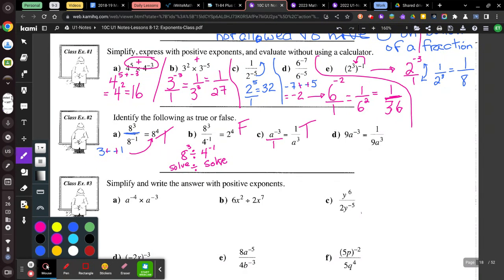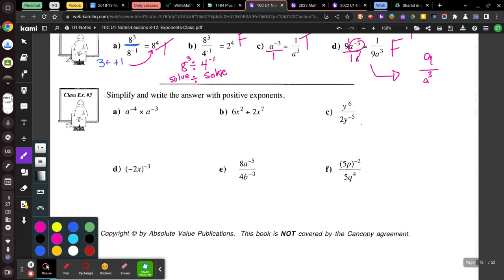The 9 has a positive 1 exponent on it. It's not going anywhere. It's staying upstairs. So if I put this over 1, which every number gets, only the A to the 3 is going to go to the bottom, not the 9. So this one is false. What it should look like is 9 over A3. That's what it should look like, because 9 has a hidden positive 1 on it. And positive exponents stay where they are, whether they start on top or start on the bottom.